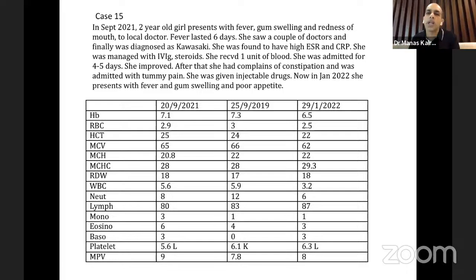She was admitted for 4 to 5 days. She improved. After that, she had complaints of constipation, tummy pain, recurrent infections, and injections were required. In January 2022, when we saw this child, we sat with all the CBCs and plotted them. Nobody had paid attention to the severe degree of neutropenia that this child was having throughout. Please, please, please don't miss neutropenia in a patient. If you find neutropenia, this child requires evaluation. This child's diagnosis was congenital neutropenia. The child was getting repeated infections; the whole oral cavity problem and fever were related to neutropenia.